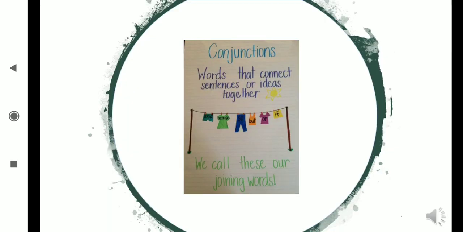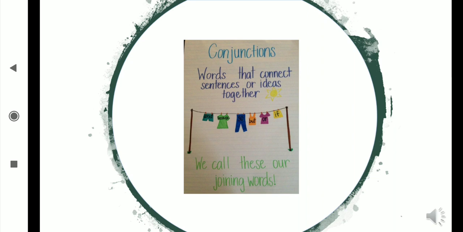Now we'll discuss conjunctions. What is a conjunction? It is a joining word. It joins two or more words in a sentence, and connects sentences or ideas together. Here are a few examples which are hanging on the rope: and, because, so, but, or, if. We call these joining words.